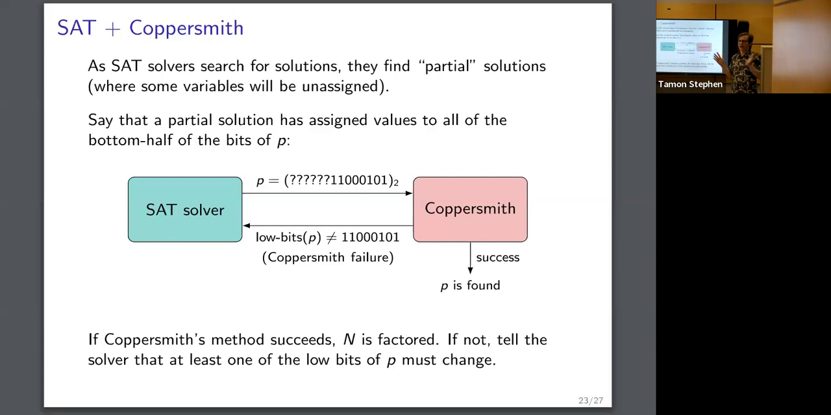Don't even bother trying any possibilities for the question marks, because it isn't going to work, right? So it tells the solver to backtrack early. This is the idea behind this: you can think of Coppersmith as an oracle, which tells it, try another path. So we can backtrack early.